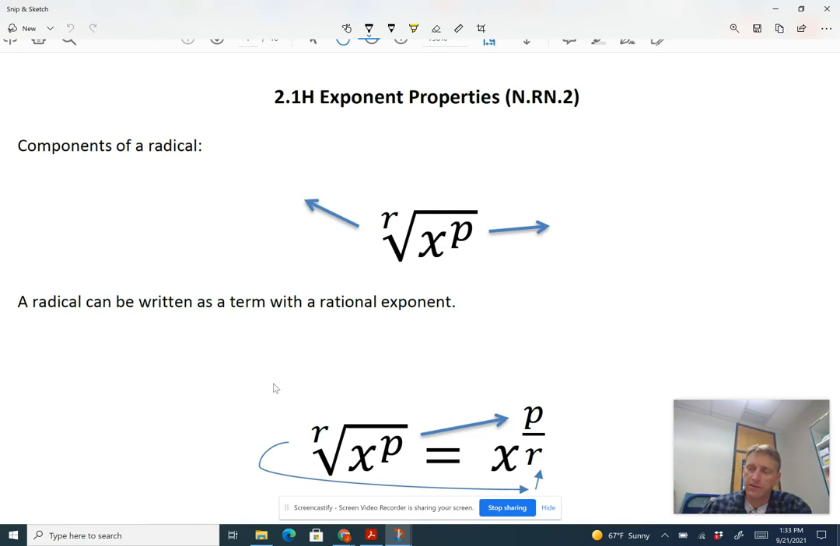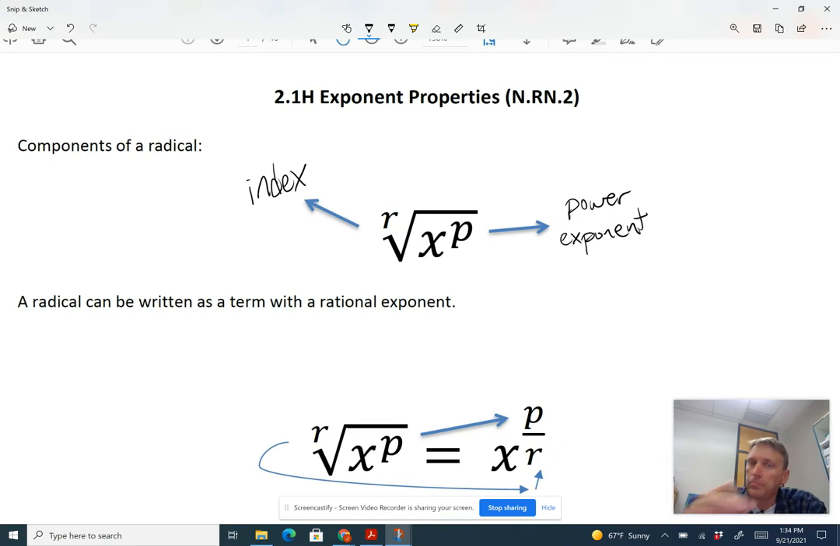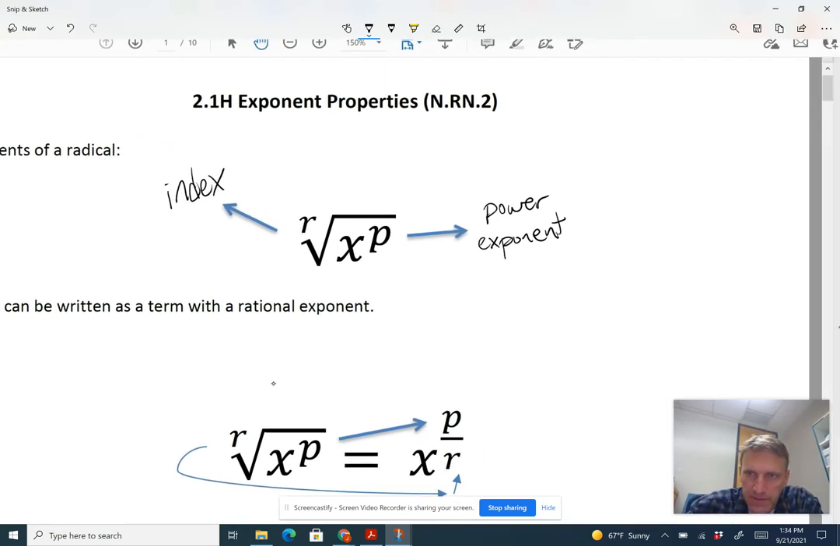A radical, you may have seen some kind of radical is the square root, but there are other kinds of radicals also. This R refers to the index of the radical, and the P is the power or the exponent. And so that R, the index, we might see it written as the rth root of, in this case, x, or x to the p.